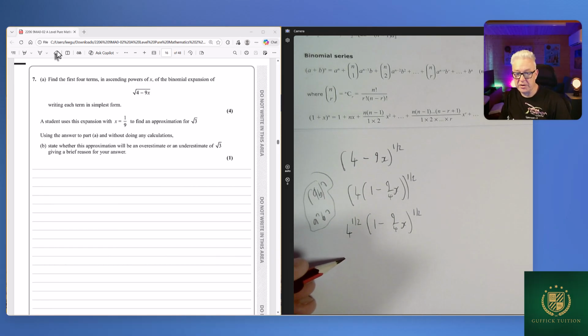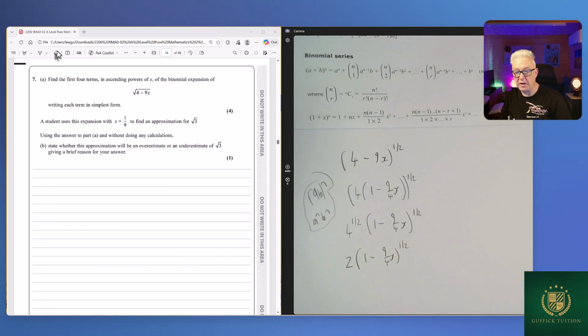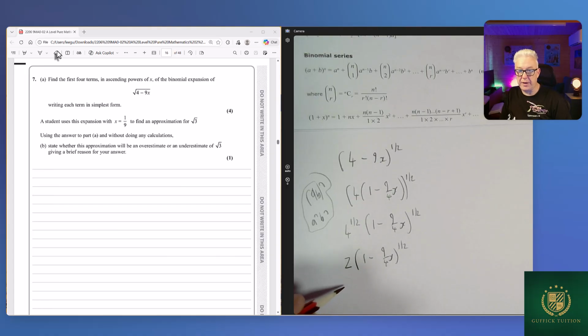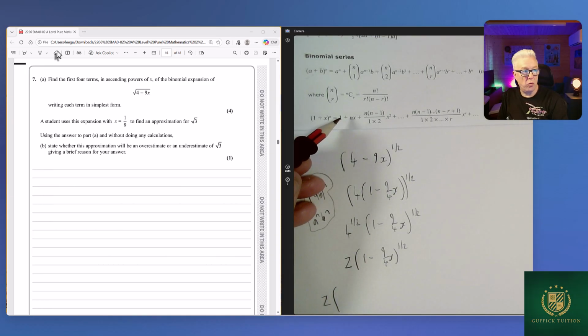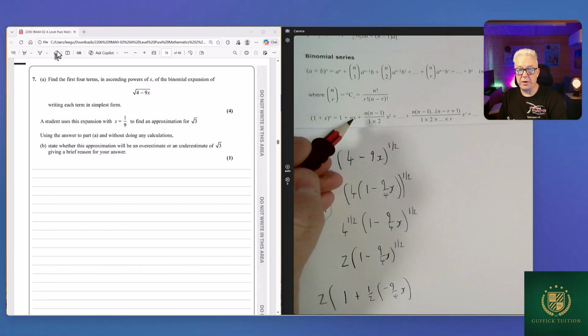Okay, so we've got our expansion then. Well, what we need to expand is going to be 2 times 1 minus 9 over 4x all to the power of a half. And we want the first, how many terms? The first 4 terms. Okay, so let's do that then. So we've got 2, open bracket. Now what's our first term going to be? It's going to be 1. Well, that is nice. Okay, plus n times x. So our second term, our n is a half, and our x is minus 9 over 4x. So that's our first term and our second term, done.